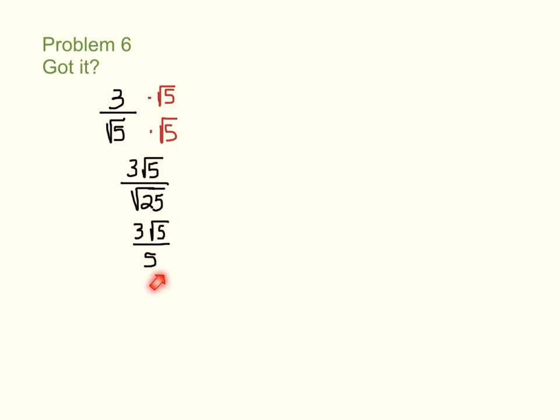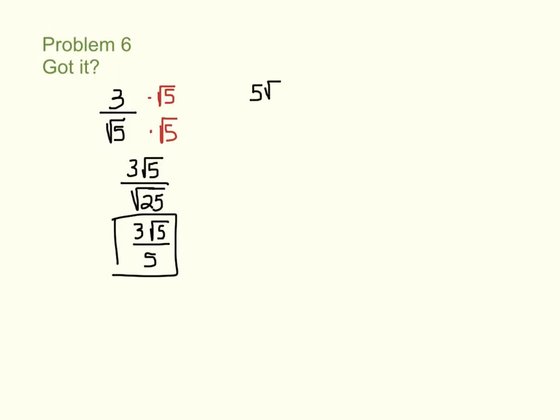3/5 can't be simplified. We do not have any square roots in the bottom. And 5 is simplified right here. There's no perfect square that goes in there. So this is my answer. Let's try another one.